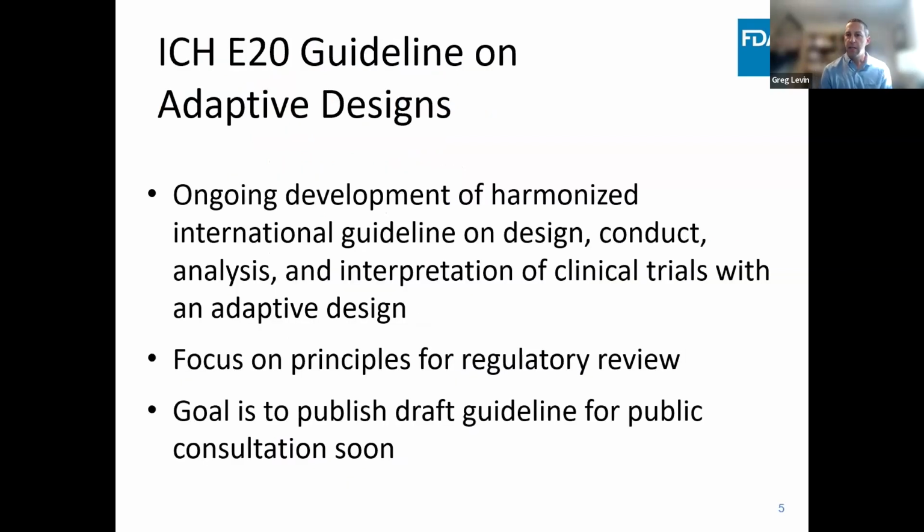And then, as has been mentioned multiple times during the workshop, there's ongoing work on an ICH guideline to hopefully come up with harmonized international guidance on the design, conduct, analysis, and interpretation of clinical trials within adaptive design. Similar to the FDA guidance, this guideline will focus on core principles for regulatory review and for sponsors to consider in designing, conducting, analyzing, and interpreting results from adaptive design trials, and I really hope that this will publish soon for public consultation.